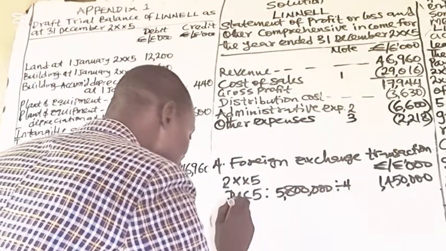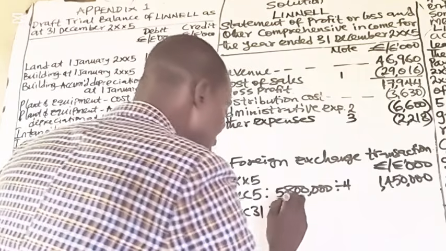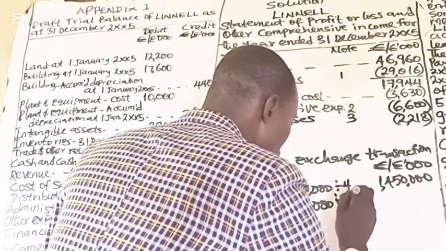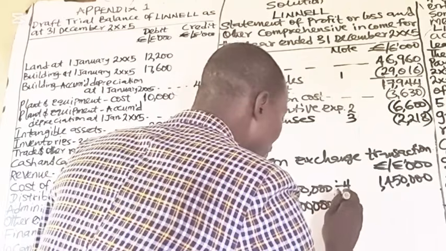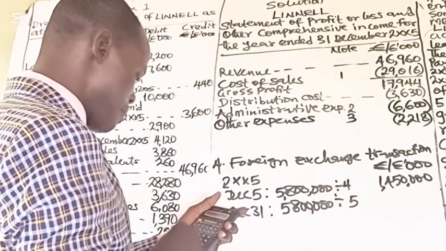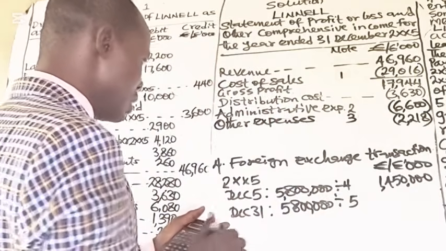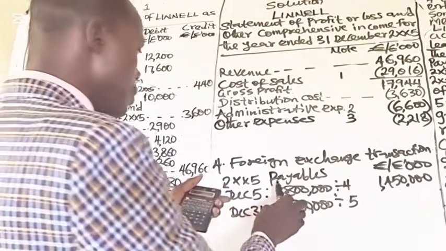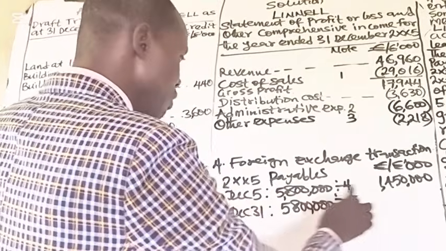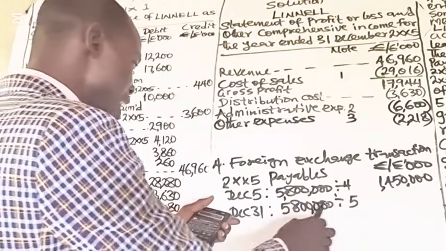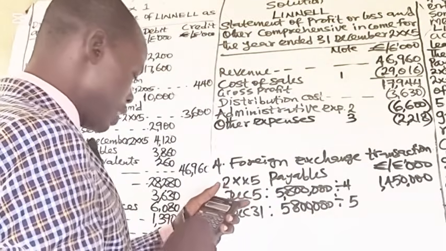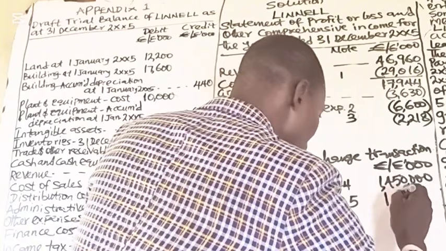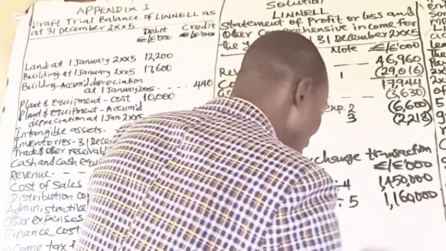As at the year end, which is December 31st, the exchange rate now becomes 5. So we have divided by 5. 5.8 million. You know, this is payable. So the payable as at December 5th was 1,450,000. As at the year end now, how much is the payable? 5.8 million divided by 5. The payable has reduced to 1,160,000. That is the payable.